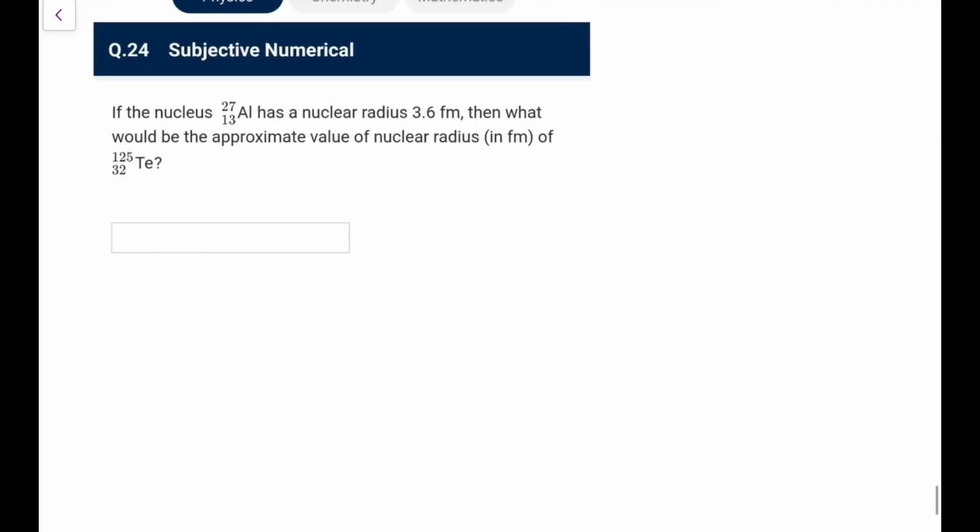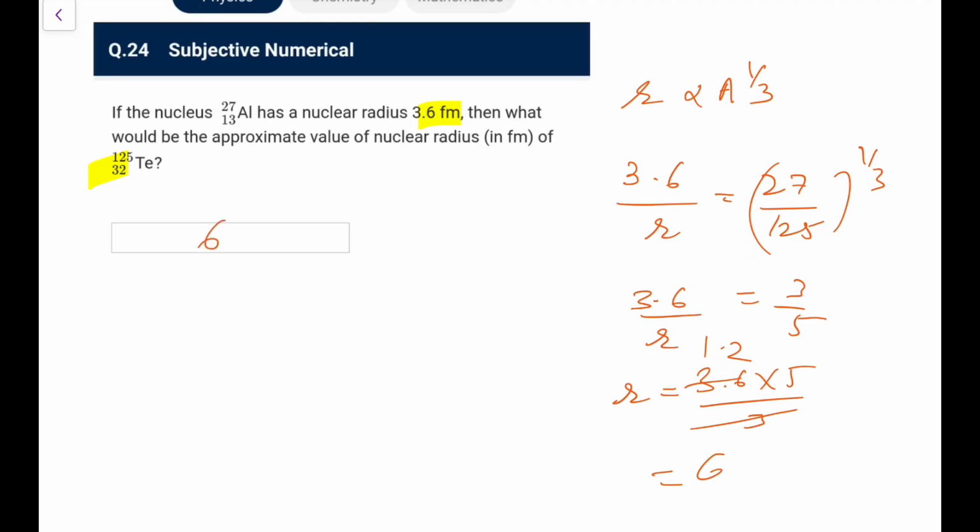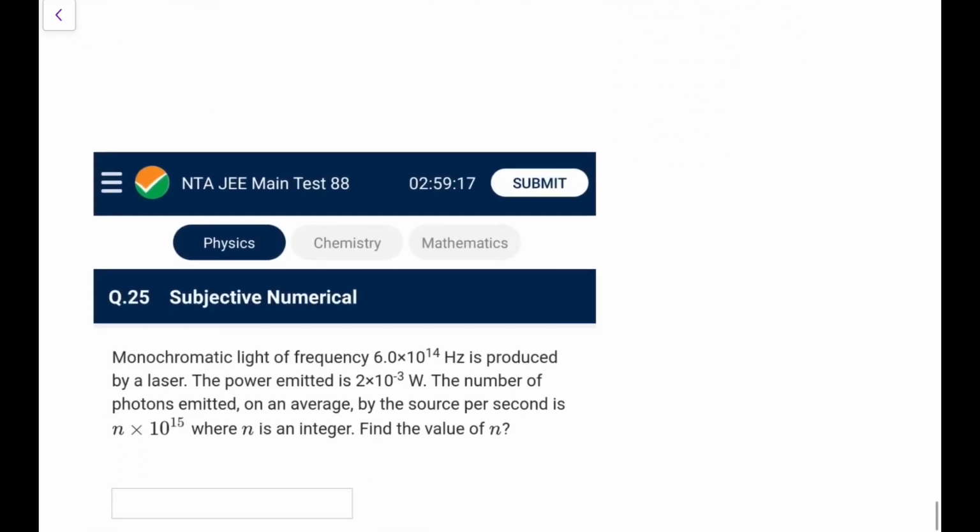Now the last second. If the nucleus of aluminum has this radius, then what would be the value of the radius of this? So here the first question we used, r is proportional to A to the power 1 by 3. So 3.6 upon r would be 27 upon 125 to the power 1 by 3, perfect cubes. This is 3 by 5, 3.6 by r. So r goes as 3.6 into 5 by 3. This is 1.2 into 5, that is 6. So it is 6 femtometer you can go for. Next.